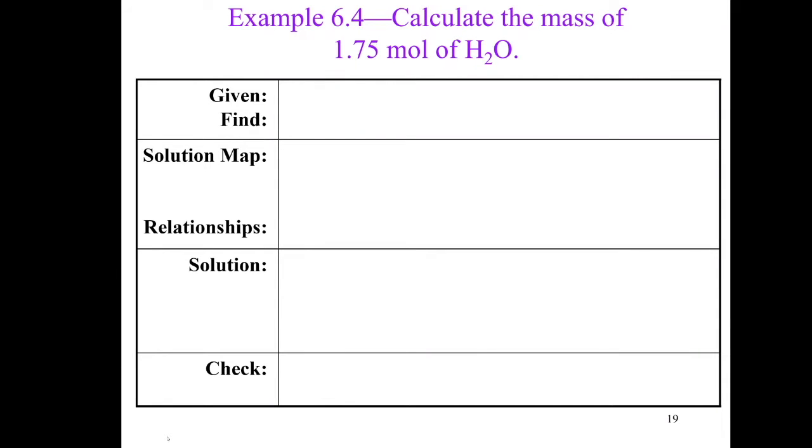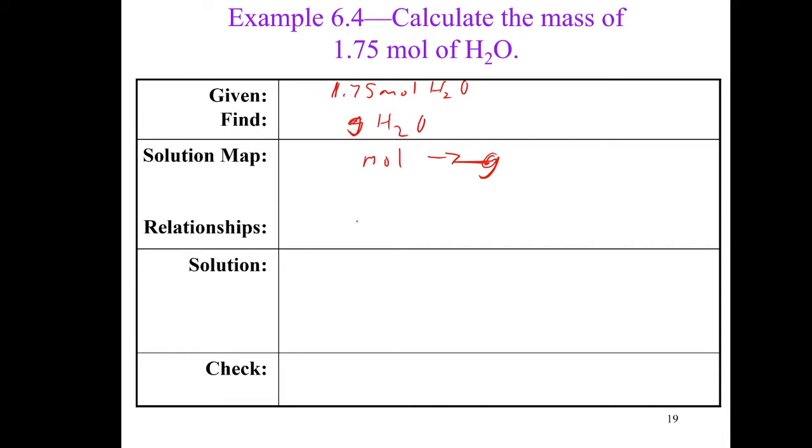So our first example: calculate the mass of 1.75 moles of H2O. We're looking for our given, which is 1.75 moles. It really matters what it is, so we're going to put H2O. Then we're going to calculate the mass, so we're looking for grams. In this case, we're looking for the grams of water because that's what we have. So we're going to go from moles to grams, or moles to mass.